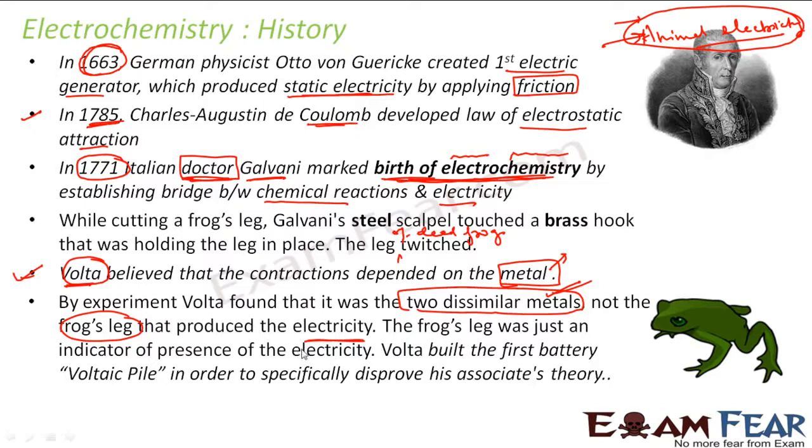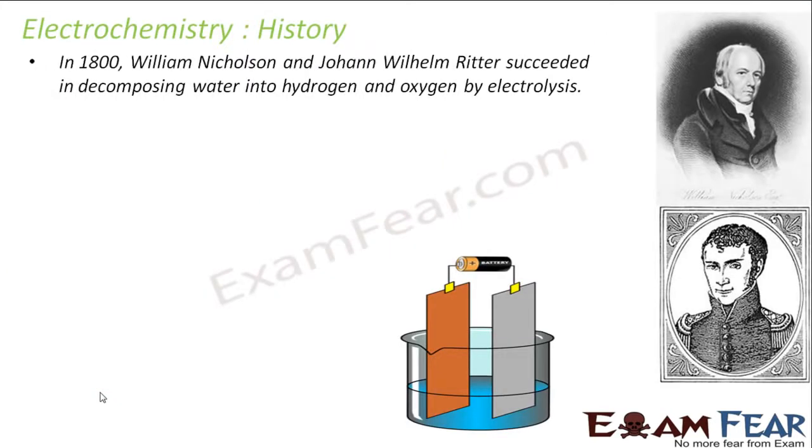And he was telling that the frog leg was just an indicator of the presence of electricity. The frog leg was nothing but an indicator that there is electricity, correct? To prove it, he built the first battery. He built the first battery, and that battery is called Voltaic pile, right? Because he wanted to just prove his theory. To prove that, he created something called Voltaic pile. So let me explain what is Voltaic pile. I'll explain that Voltaic pile in the next few slides.